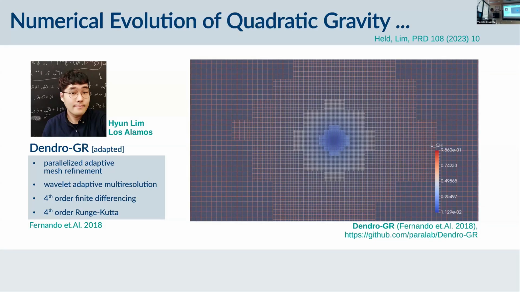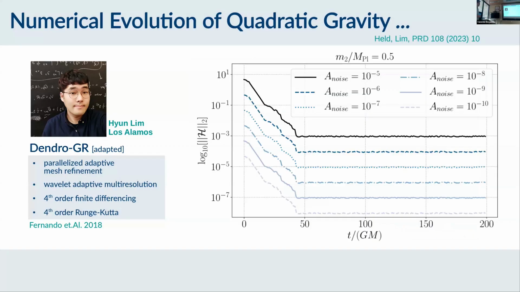All right, many people have contributed to the code, and Hyun is one of them that maintains it today. And of course, when I got into this whole project, I knew nothing about numerical relativity. That I know a little is thanks to Hyun.